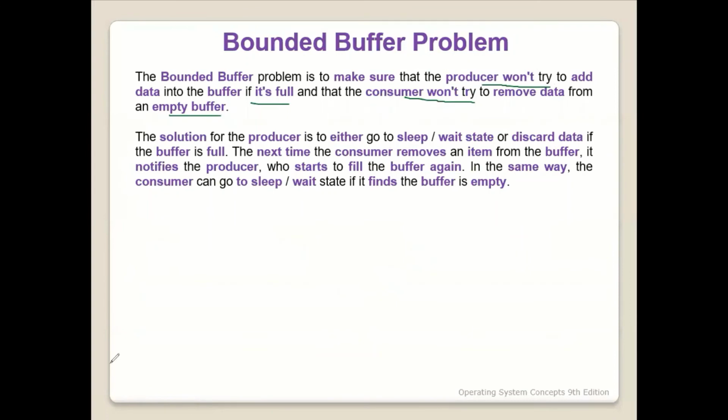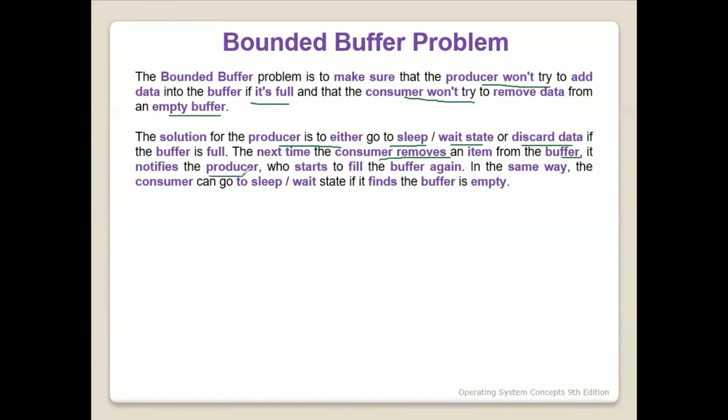Okay. So the solution for the producer is to either go to sleep or wait state until a location becomes free, until it gets a space to write data. Either the producer goes to sleep or waiting state, or else it can discard some data if the buffer is full, so it can take away some data. The next time the consumer removes an item from the buffer, it notifies the producer.